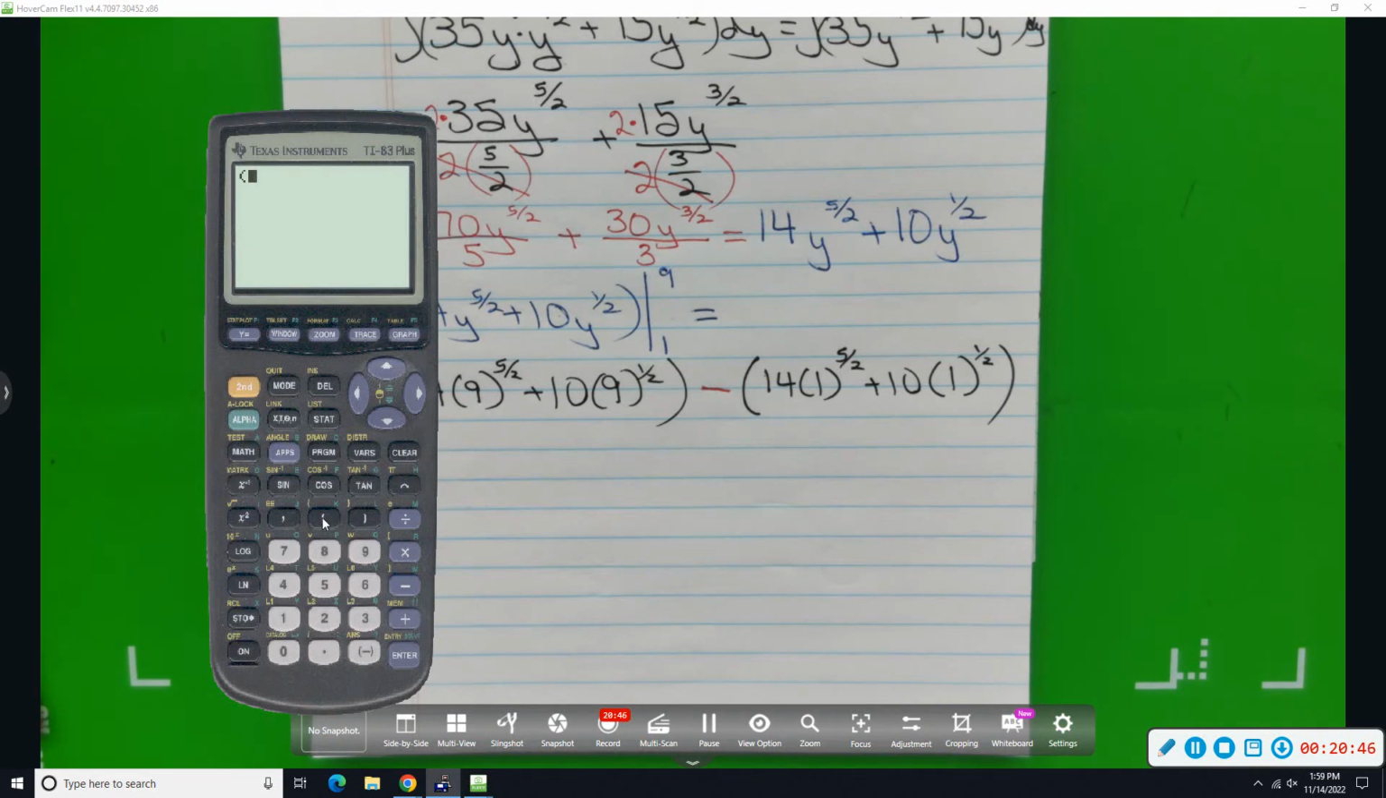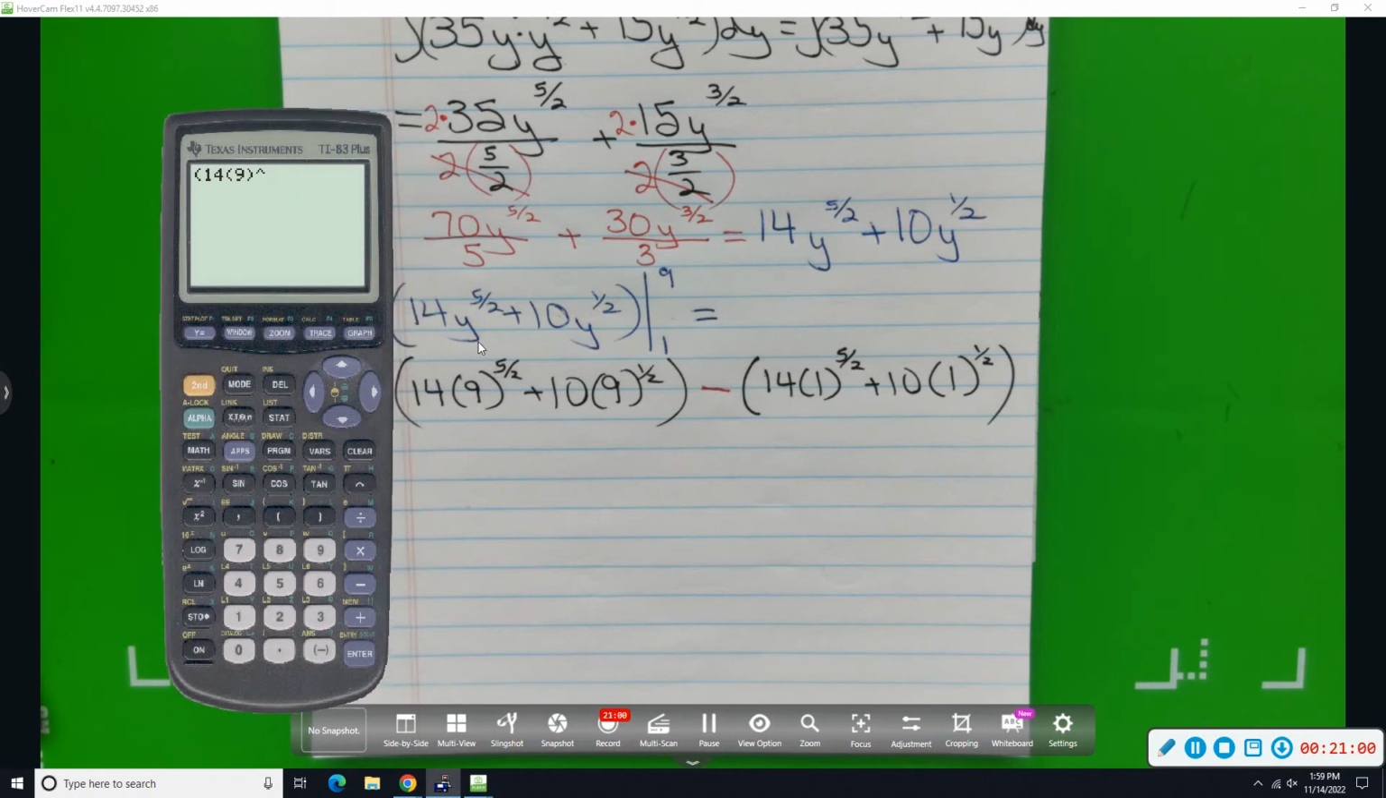So I'm first of all looking at the 14 times y raised to the. Now, if you're going to punch in that 5/2 exponent, you better enclose that 5 divided by 2 in parentheses. Otherwise, you're just going to be raising 9 to the 5th power, and that'll give you a huge number, and divide the result by 2. Or, okay, you're right. Or we could have punched in a decimal value for 5/2. That's 2.5. We could have done that also.